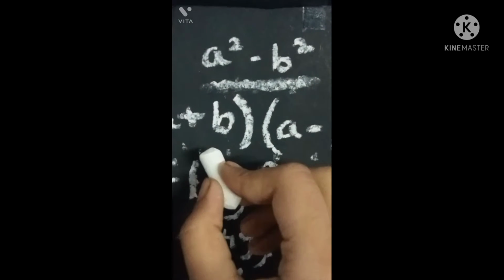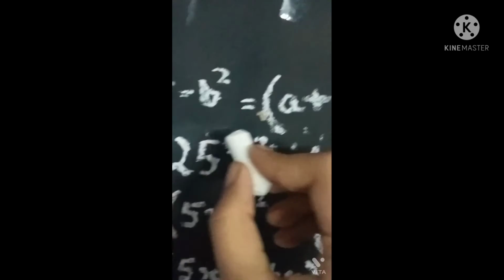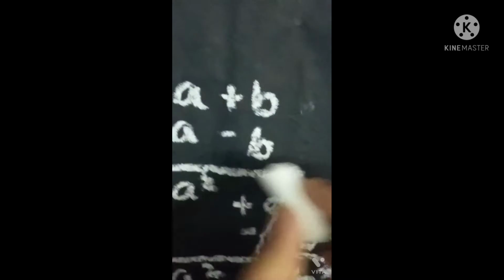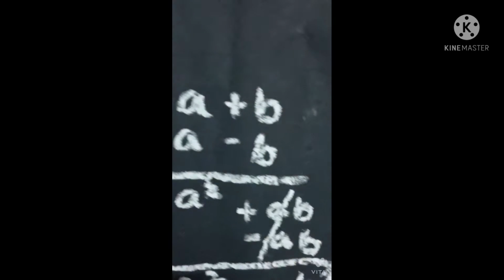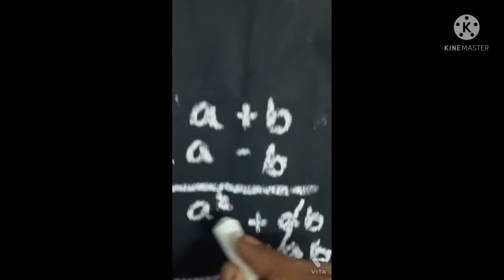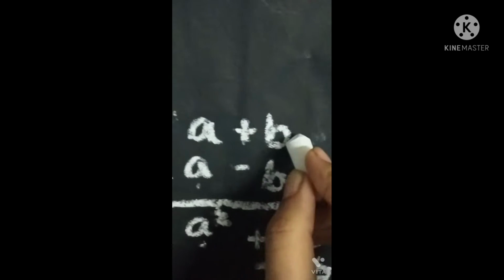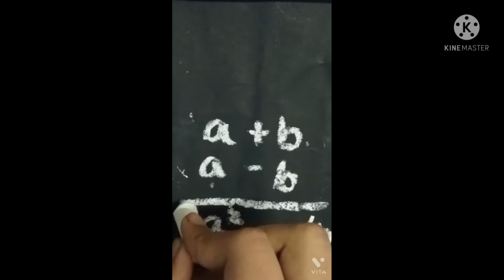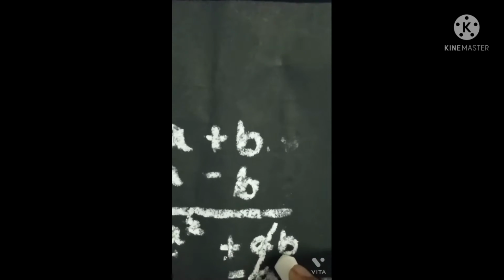What is the proof that a plus b into a minus b is equal to a square minus b square? So the proof is here. A plus b into a minus b, how will we do the multiplication? A into a, first a into a means a square, and then the second step is a into plus b, means a positive a into positive b, so it is plus ab, positive ab.